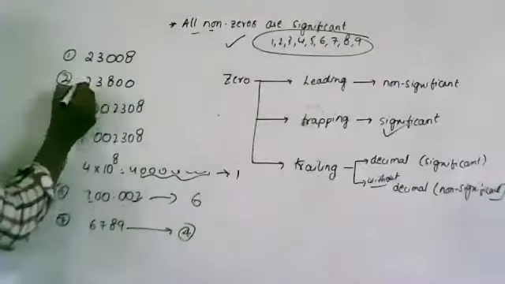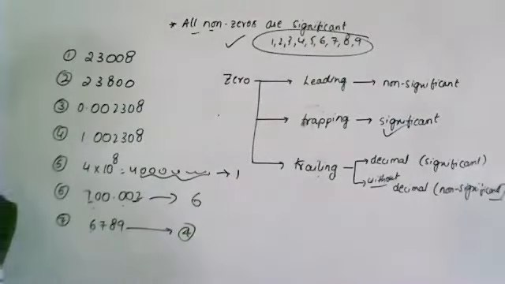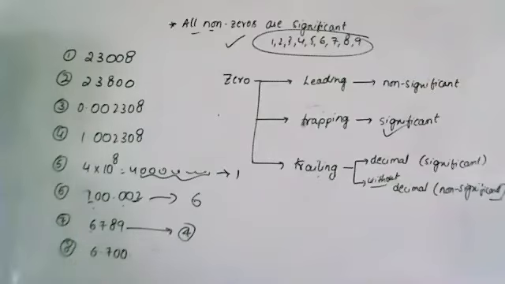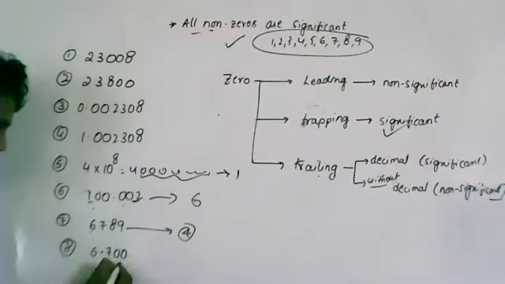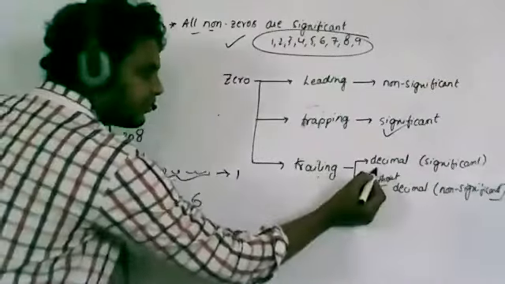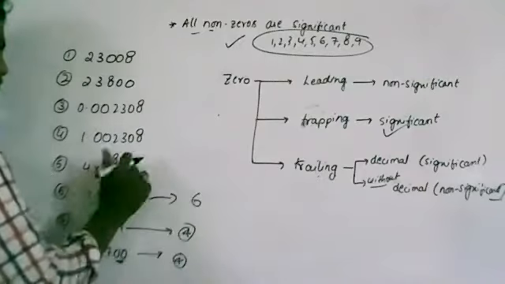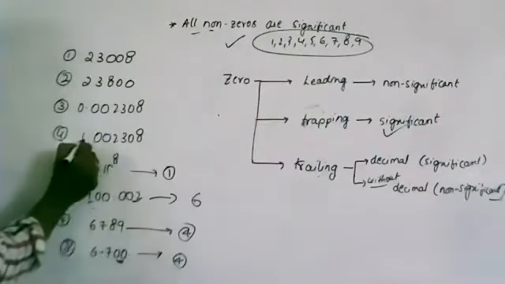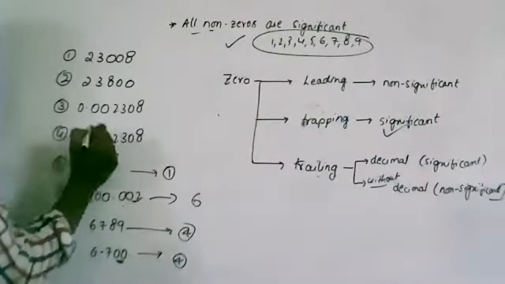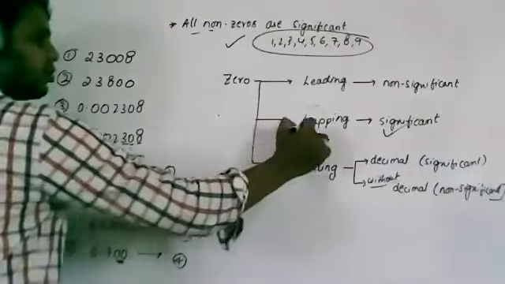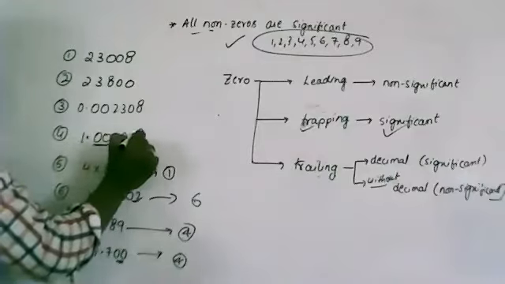Without a decimal, non-significant. With a decimal, significant. For example, I will take one more problem, 6.700. Clear? 6.700. Now these are the trailing zeros. Trailing zeros with decimal are significant. Therefore 1, 2, 3, 4. I hope you understood this point. Now here between 1 and 2, two zeros are trapped. Between 3 and 8, one 0 is trapped. Therefore trapping zeros are significant. So 1, 2, 3, 4, 5, 6, 7.